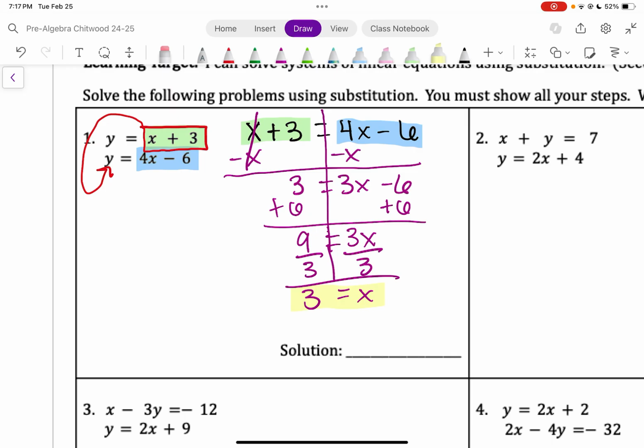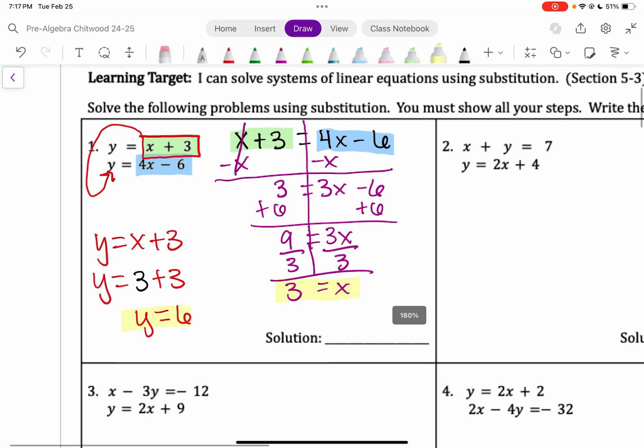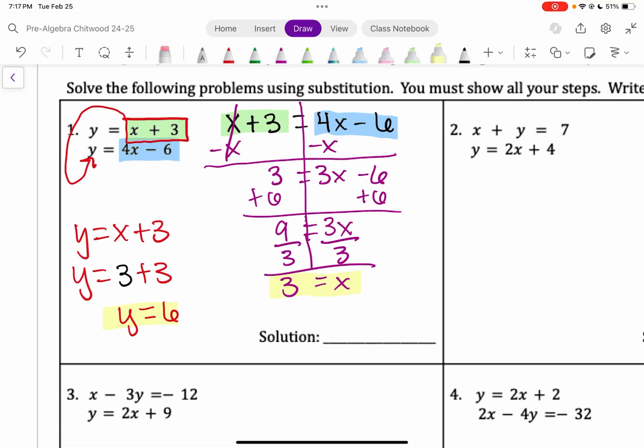I'm just going to do the top one because it'll be a little faster. So I have y equals x plus 3, and I'm plugging in 3 for x. So I'm going to put y equals 3 plus 3, which will give me y equals 6. And then last step is you write it as an ordered pair, x comma y. So my solution is 3 comma 6. Now we're going to move on to the next one.